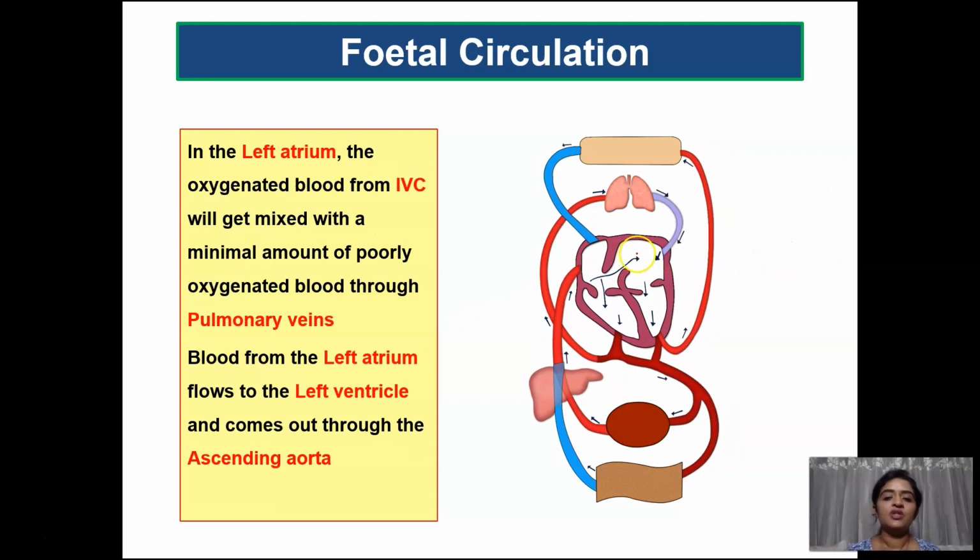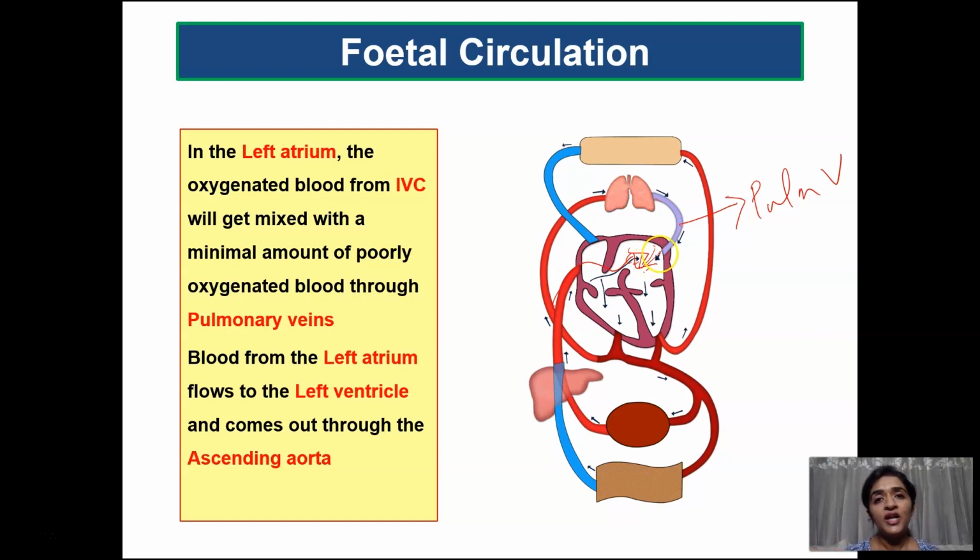Now, in the left atrium, what happens to the blood? It is mainly oxygenated blood, we know. So the oxygenated blood from the inferior vena cava will get mixed with the blood which is coming through the pulmonary vein. So this is our pulmonary vein. The pulmonary vein is slightly blue in color, which means it has deoxygenated blood in a very small amount. But still, when it reaches the left atrium, that will get mixed with the oxygenated blood entering the left atrium through the inferior vena cava.